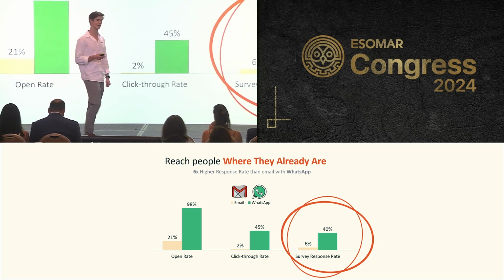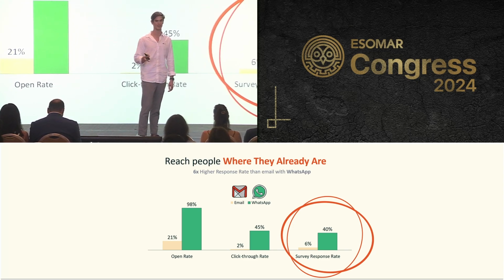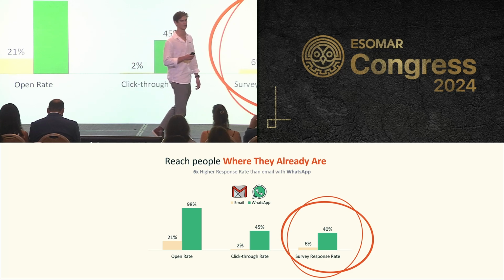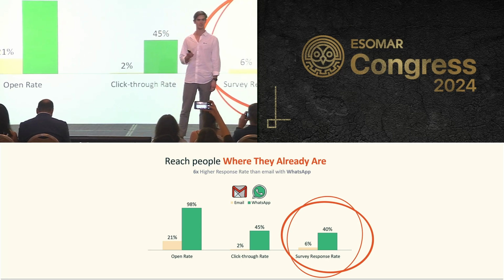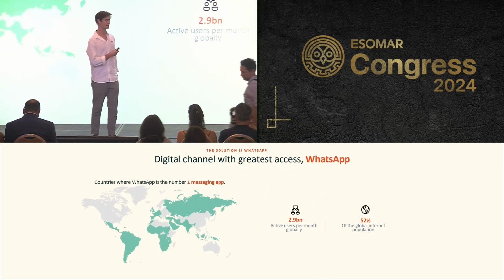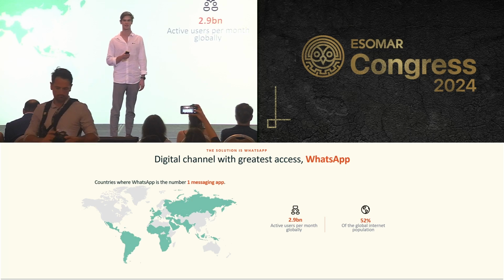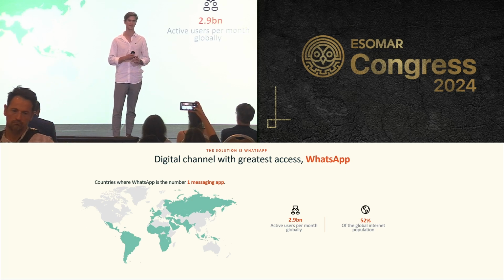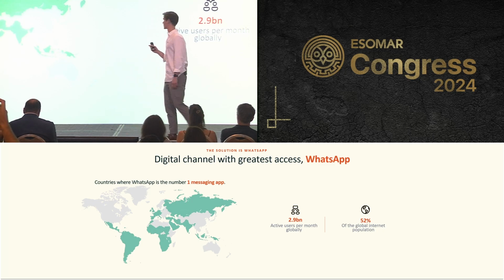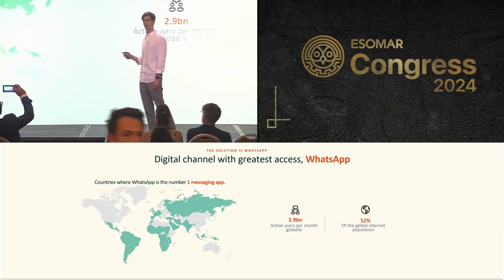WhatsApp has a 6 times higher response rate than email. It's got a 98% open rate compared to email's 21, and it's a very effective tool for doing data collection. If you look at WhatsApp globally, it's got 2.9 billion monthly active users, which is 52% of the global internet population. Having a look here, you can see the map of all the countries in the world where WhatsApp is the #1 messaging platform.